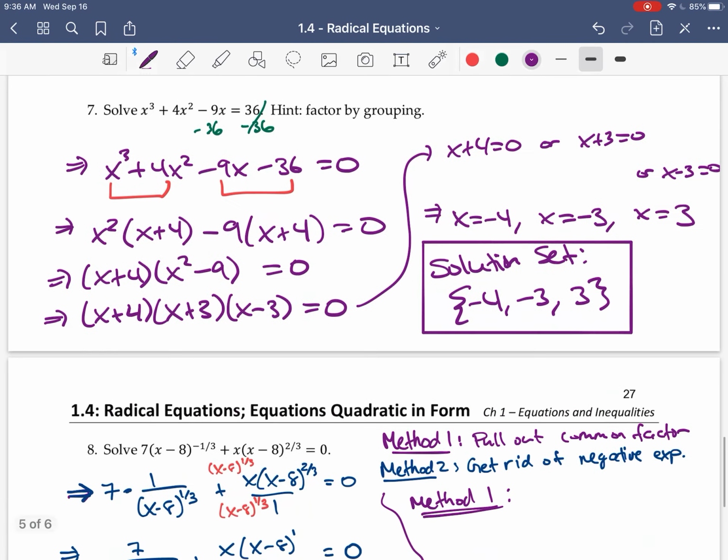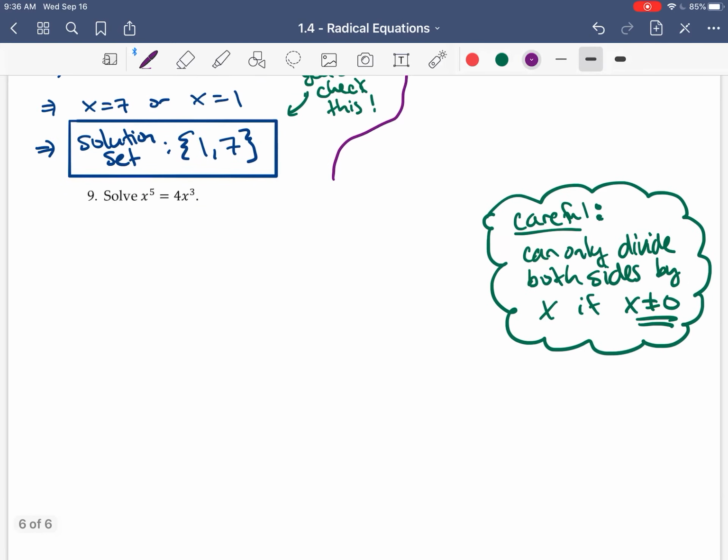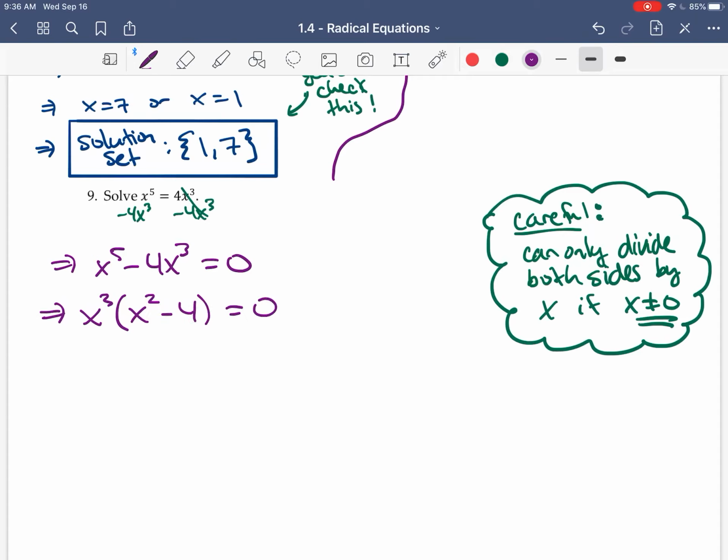Okay, I think there's one more to do here, down here. I gave you a note when we did the first video that you don't want to divide by x if possible. So to avoid that, what I'm going to do is subtract this guy and put everything on the same side. Then I have x to the 5 minus 4x cubed is equal to 0. Now I have a common factor, so I can take out x cubed, and from the first term I have x squared left over, and from the second term I have a minus 4. And now this part is a difference of squares, so I can factor that as x plus 2 times x minus 2.